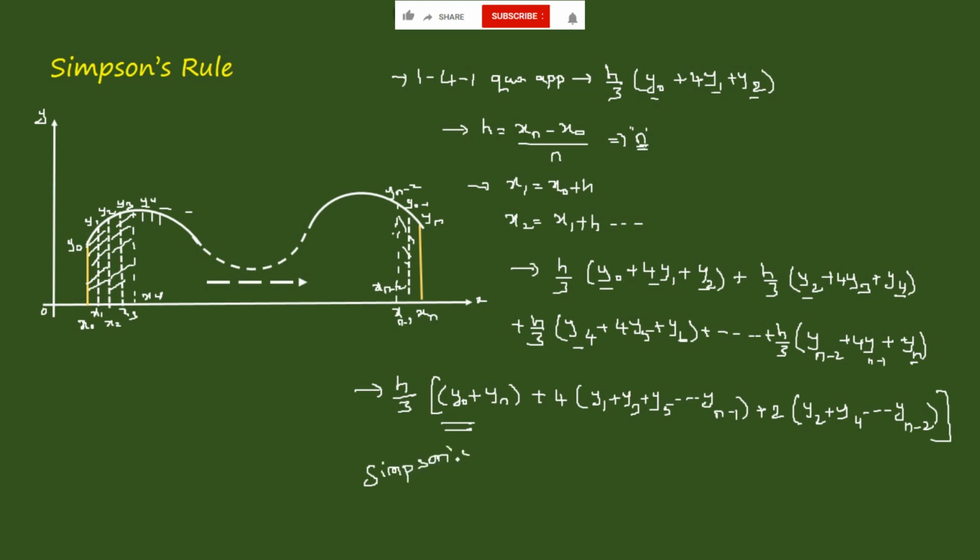Now you have to remember the basic condition to satisfy this particular equation: n should be an even number. When n is an even number, only then can we form this particular formula. If n is an odd number, then this formula does not hold. Always consider that n should be an even number. We are solving one problem on it.